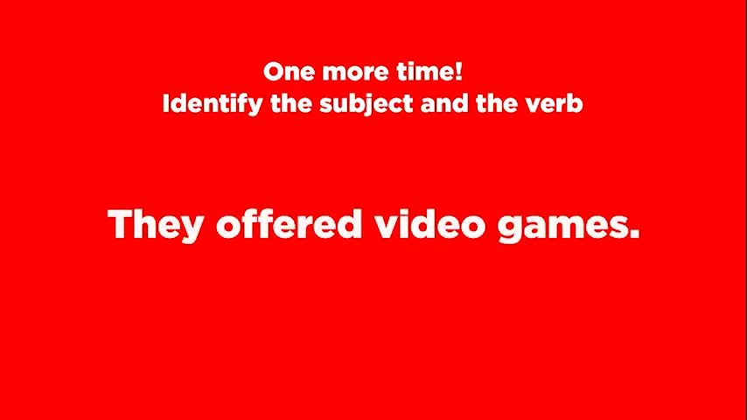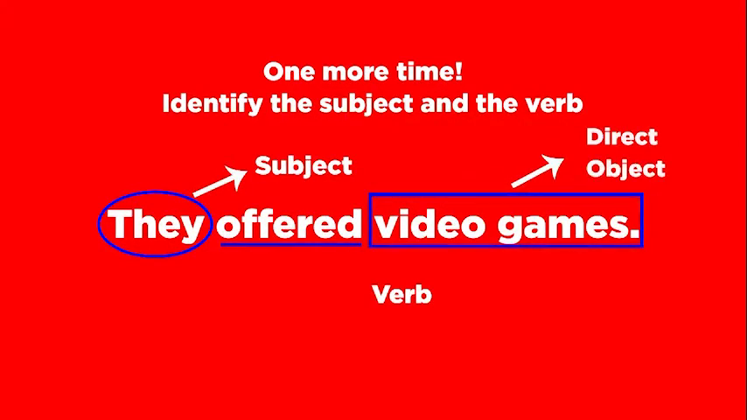Our second example was, they offered video games. We already know our subject and the verb. So, what did they offer? Video games. Of course, the direct object is video games.